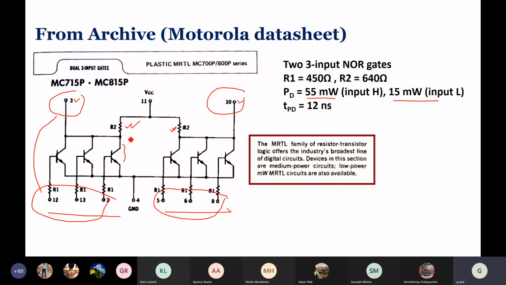It has not been given here. One can look into the data sheet for fan out and other things, but we can avoid that. This is the way it was promoted at that time, as medium power. In today's context, this 55 milliwatt, 15 milliwatt, is very high power.